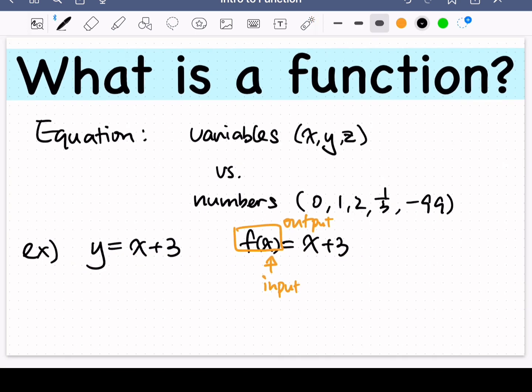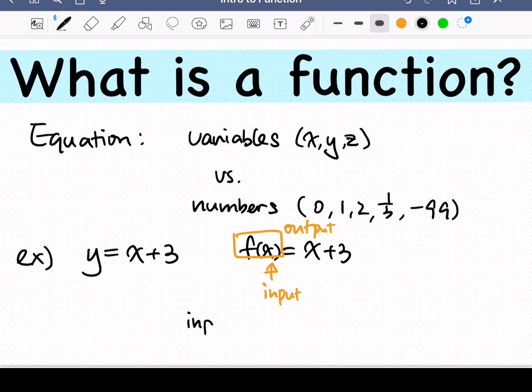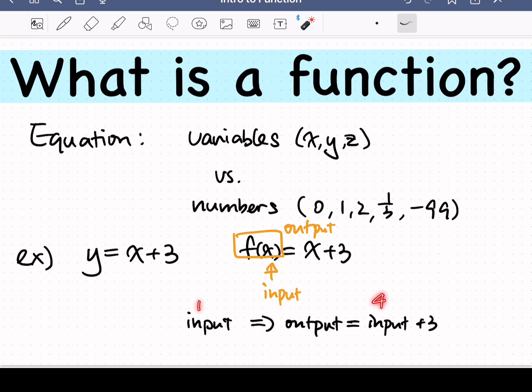It means that for every single input, you're going to have one corresponding output. And how do I get this output? How you calculate this output is by adding 3 on top of the input. So no matter what number you plug in, you can plug in some number like 1, then you're going to get 4. You can plug in the number 10, you're going to get 13. Or you can plug in 99, and then you're going to get 102 as the output.